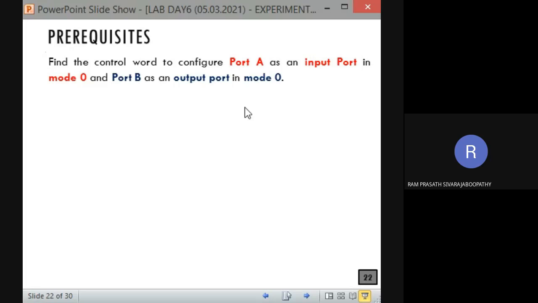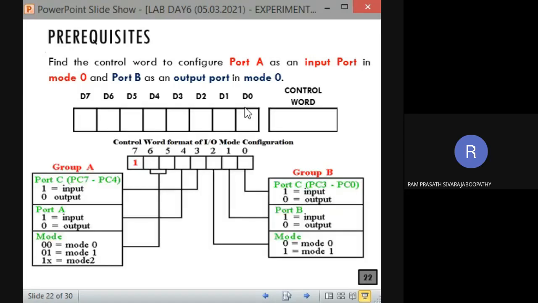Example. Find the control word to configure port A as an input port in mode 0 and port B as an output port in mode 0. Don't worry about port C. We are only configuring port A and port B. What about the MSB bit? Yes, very good. 1. Then what about the next 2 bits? We are configuring port A in mode 0.